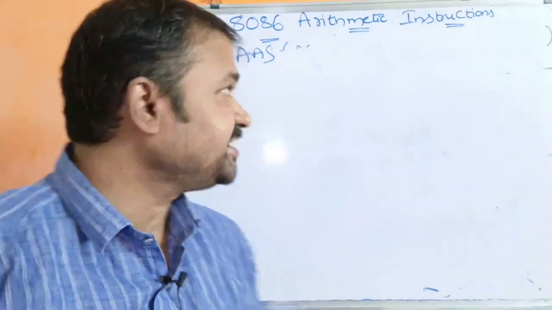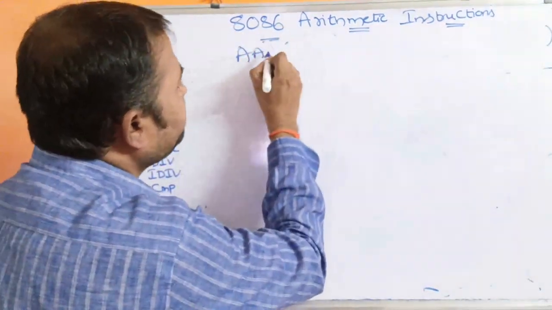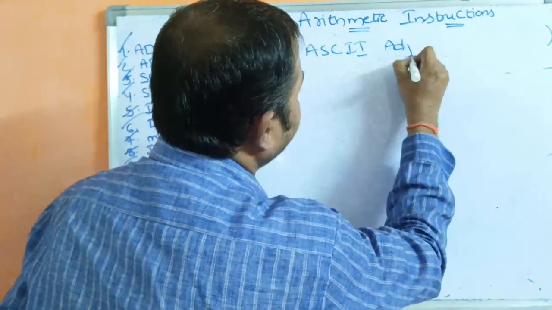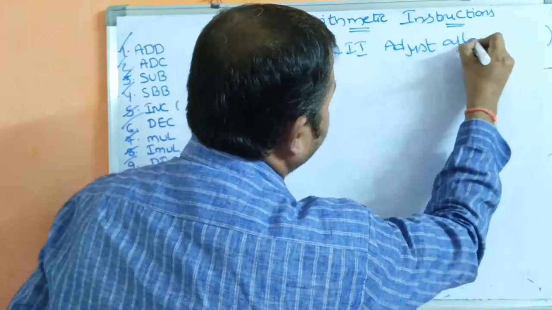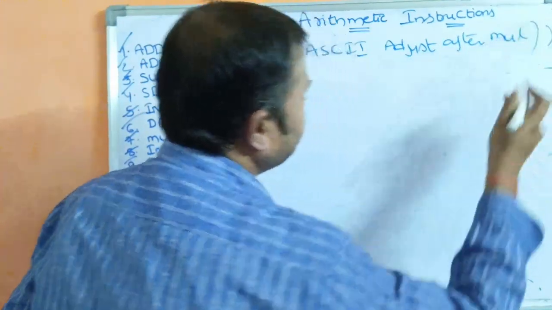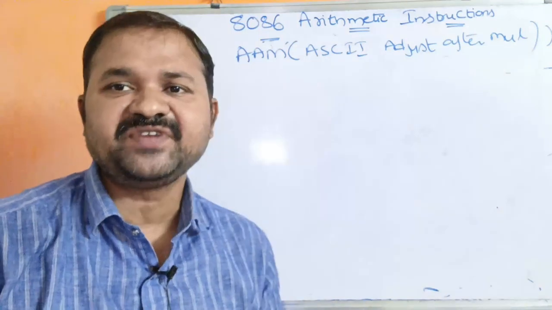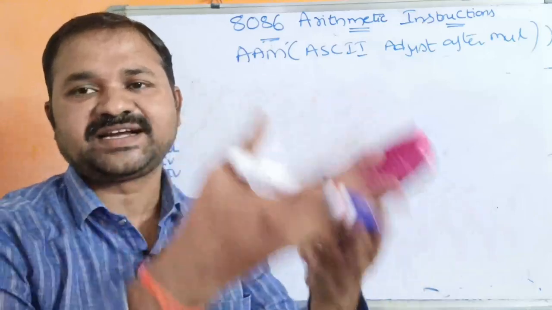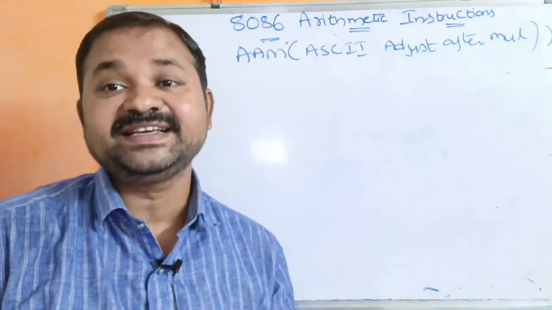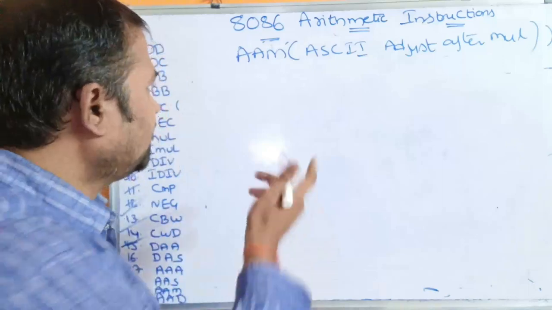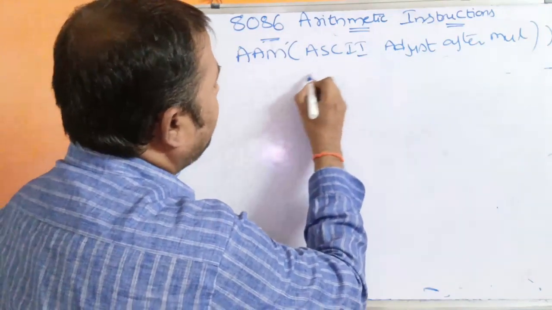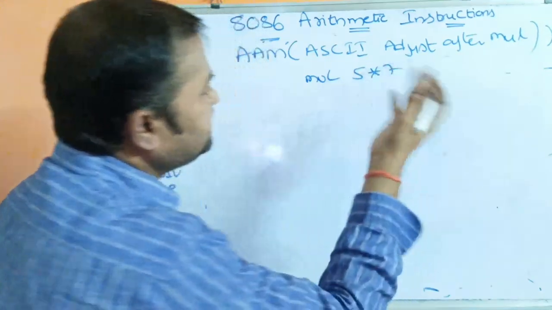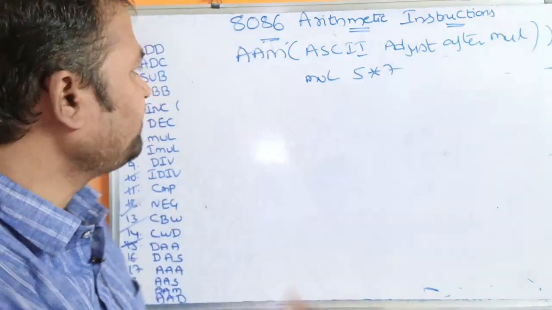Now let us see the next instruction, that is AAM. AAM stands for ASCII adjust after the multiplication. Here also the AAM instruction will be executed after the multiplication operation. It converts the result to the unpacked BCD digits, just like the previous two. Let us take an example. Here we are performing a multiplication operation on 5 and 7. So what is the result? 35 will be the result.